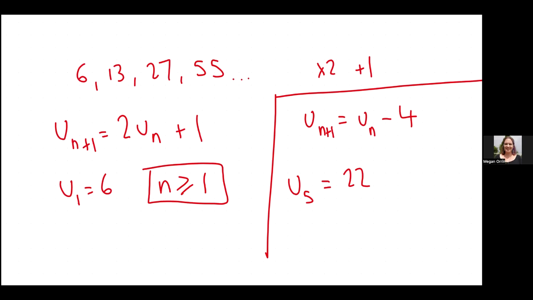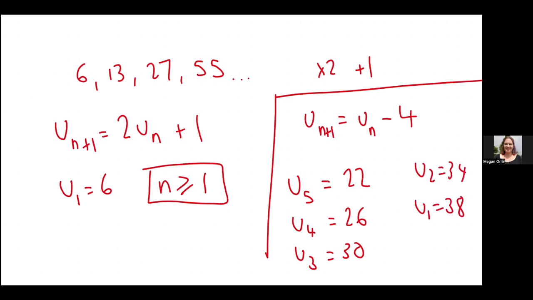Okay, so what I need to do is get back to term number 1. So what's the 4th term? 26. What's the 3rd term? 30. What's the 2nd term? 34. And now I can find out that the first term is 38. So if they give you something in the middle, you just work backwards, right? You know what to do for each term, and then you can end up in the place that you want.